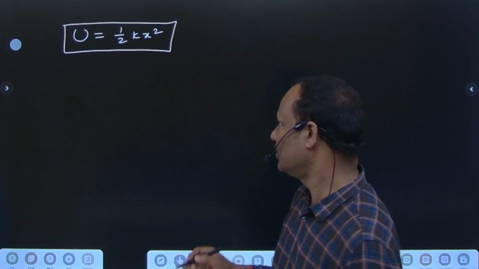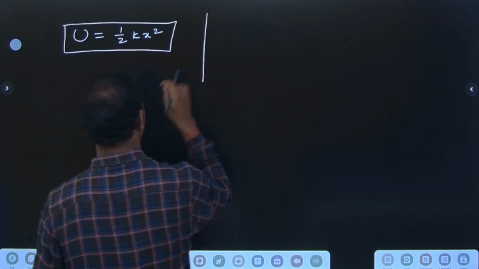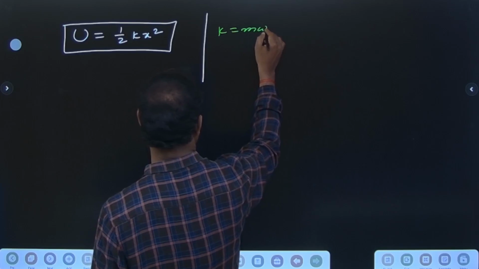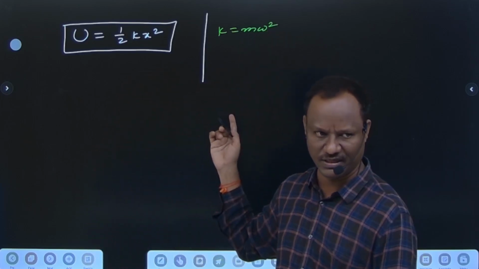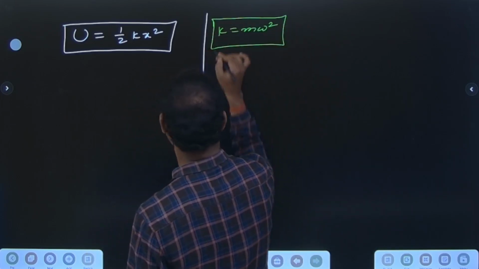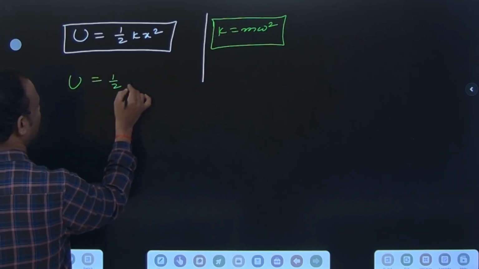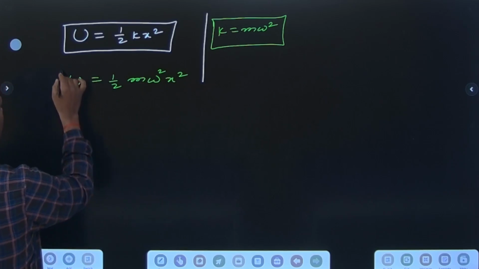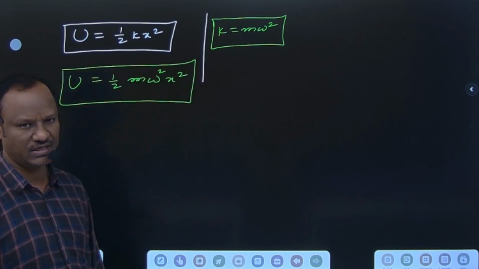Now, what is k? You already know k is equal to m omega square, which we wrote in the differential form of SHM. So U is equal to half, with k being m omega square, times x square. This is the potential energy, half m omega square x square.